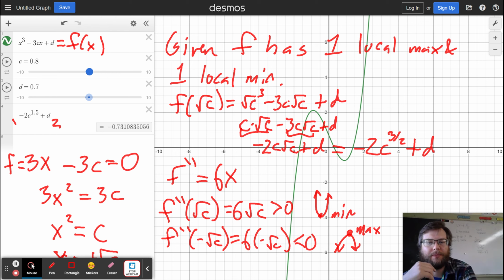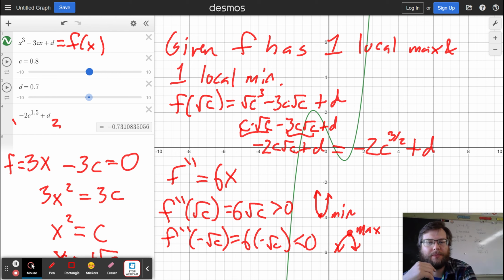In other words, the only thing I really need to look at is, what is the y value of the local minimum? Or equivalently, I could do this with the y value of the local maximum, and I can figure out what values we can determine from there. So I didn't explain that perfectly well, but what I'm going to do is look at this, and set it equal to 0, because that's going to tell me the break-even point. So if I set that equal to 0, then I get that d equals 2c to the 3 over 2.